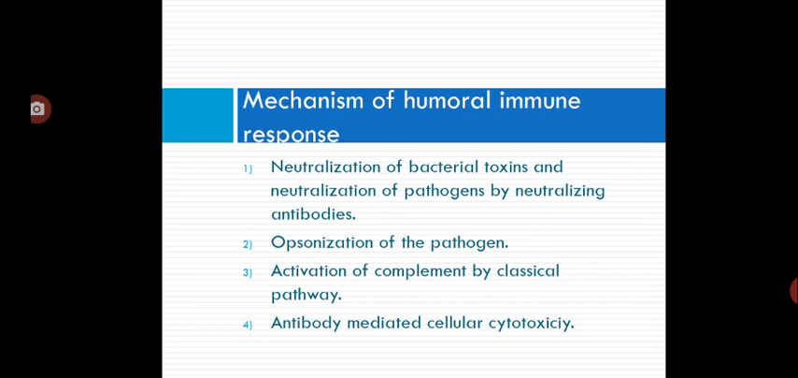first is neutralization of bacterial toxins and neutralization of pathogens by neutralizing antibodies. Here, most of the microorganisms use molecules present in their envelope or cell wall and gain entry into the host cell. The antibodies bind to the microbial envelope or cell wall molecules and prevent colonizing of the host.